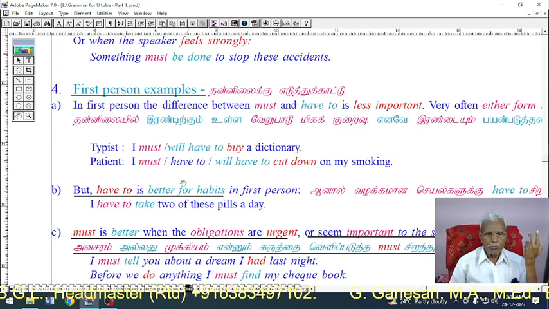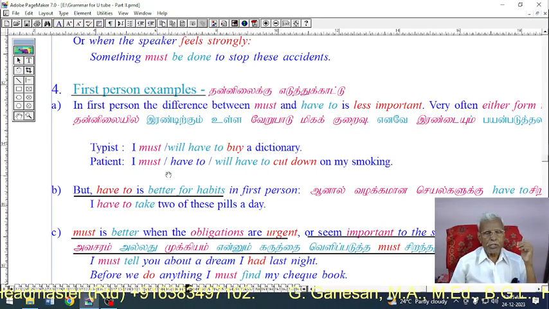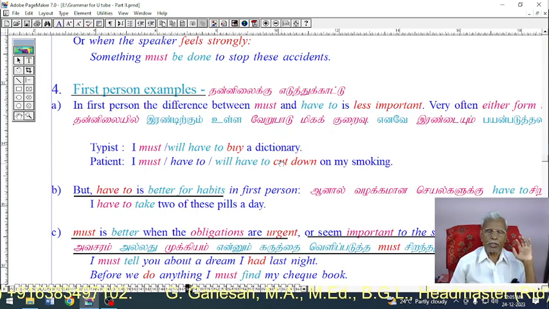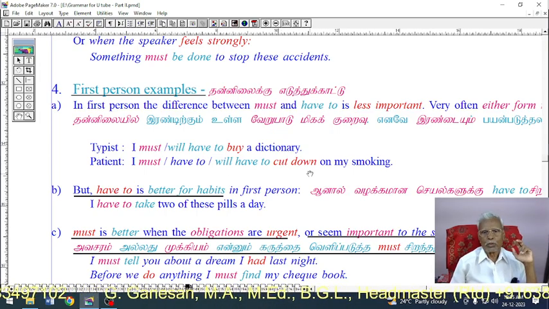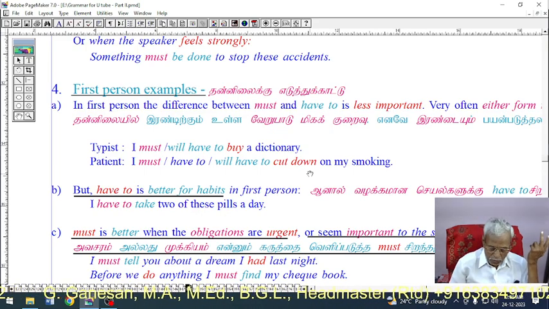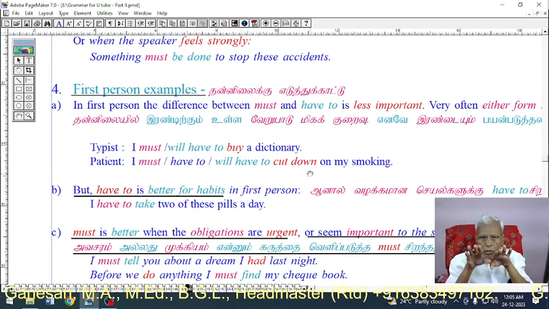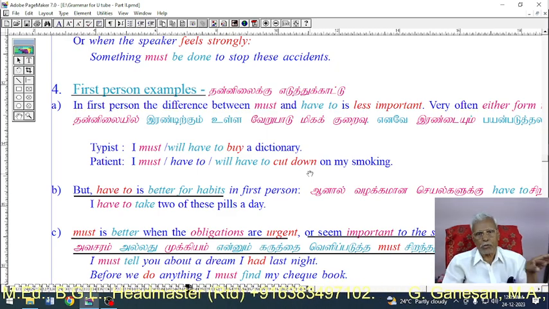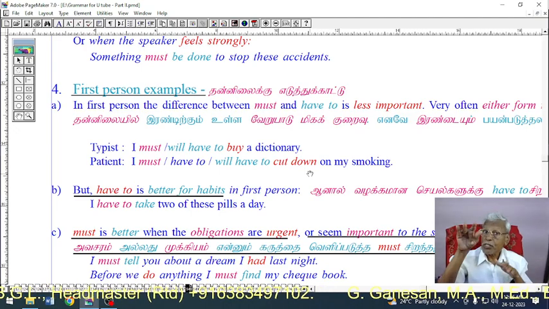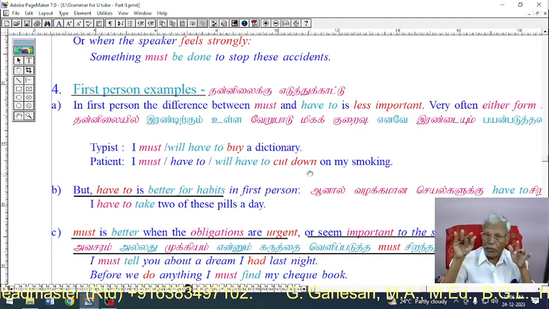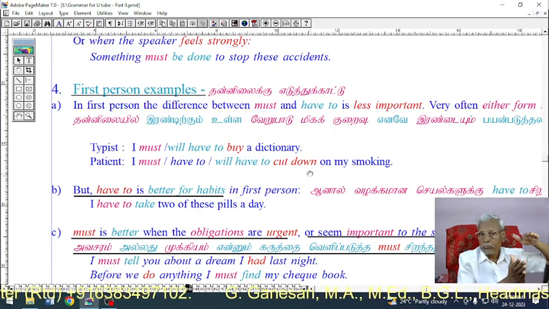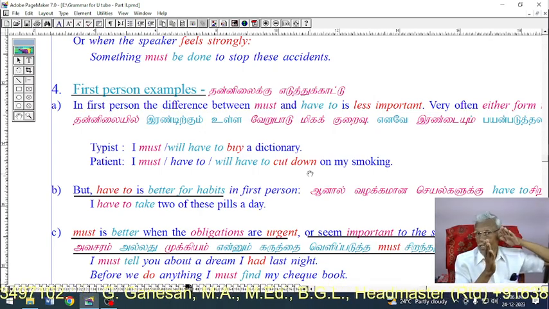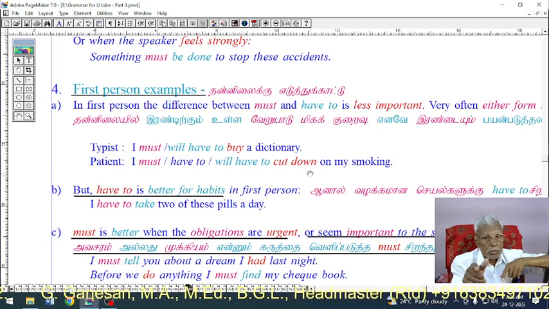We can say simply, patient: I must cut down on smoking, or I have to cut down on my smoking, or I will have to cut down. So, regarding the first person, must and have to could be freely used. But in the second and third persons, when the authority of the speaker is expressed, we have to use must.